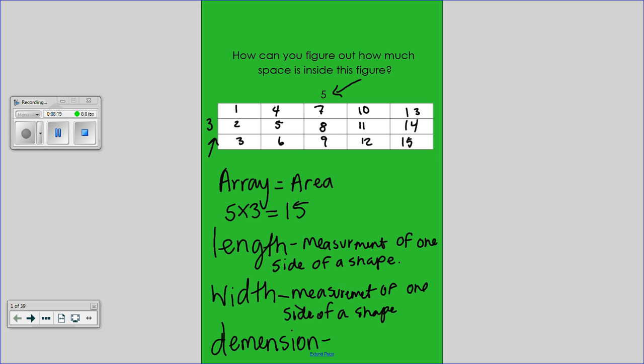So if you hear the words width and length, they're talking about the sides. And if you have a question about that, you raised your hand. Do you have a question? So width is like the other side of the three sides.